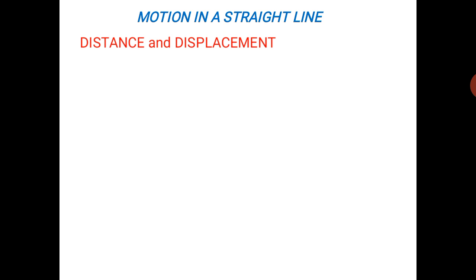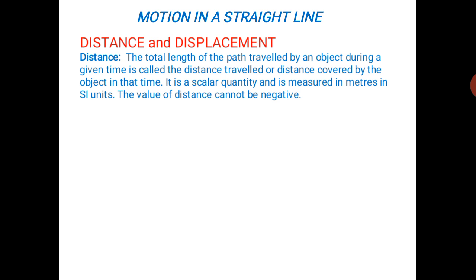Already all of you studied distance and displacement in your 9th class. See how to measure this distance and displacement. Suppose a body starts its motion from A to B. A is the initial position and B is the final position. So we can say the body gets displaced from A to B.